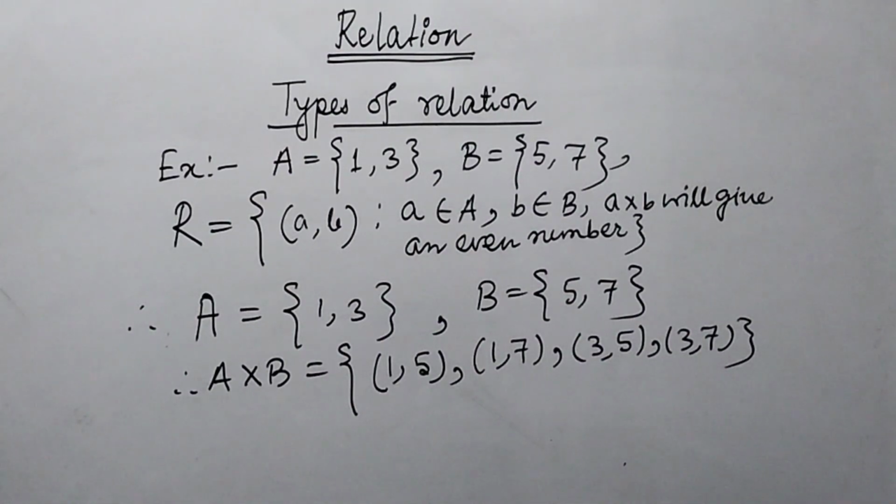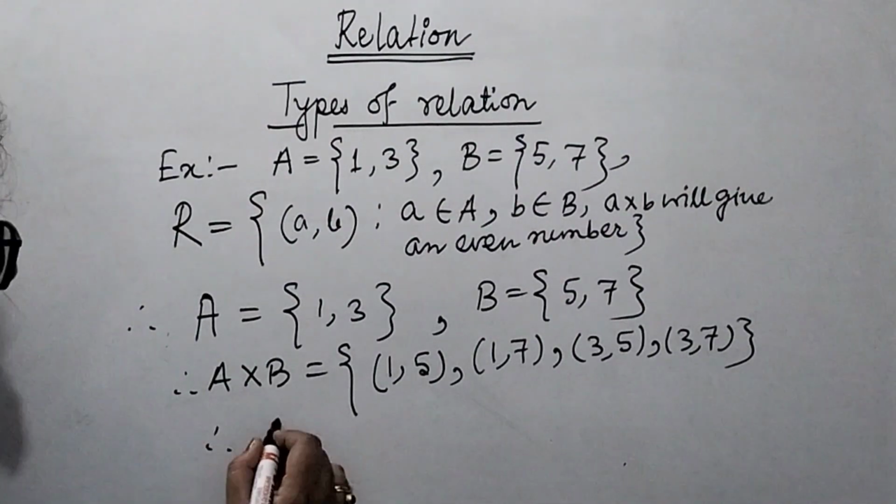So do you get any such element in A cross B which satisfies the definition of the relation R? Just pause the video and think over it. Yes, I hope you have got it. The answer is no. So what will be the structure of R? Obviously, R will be an empty set.